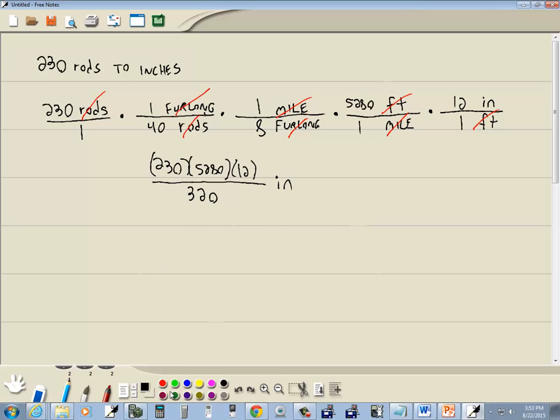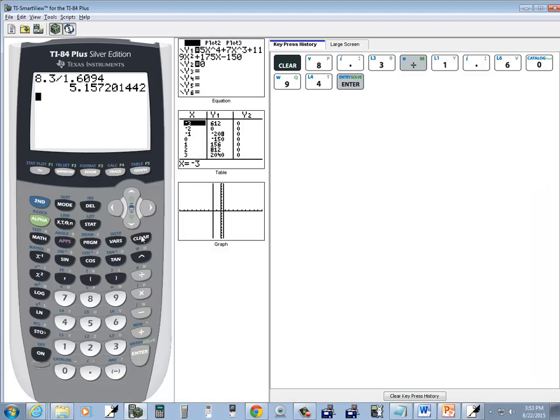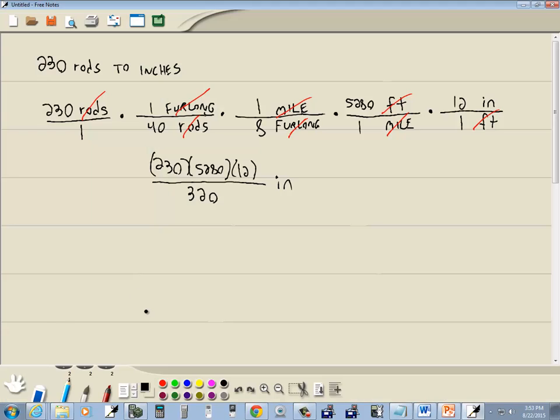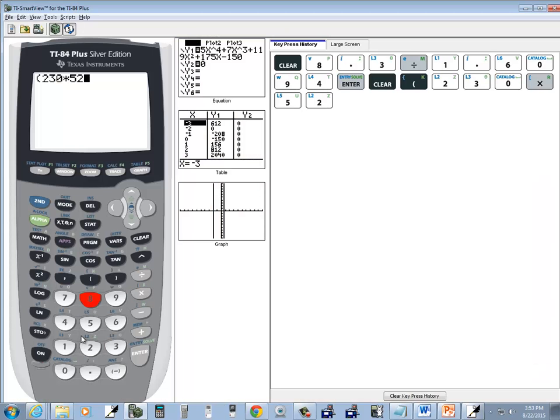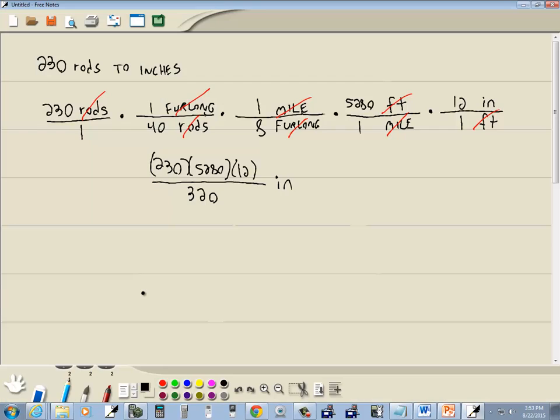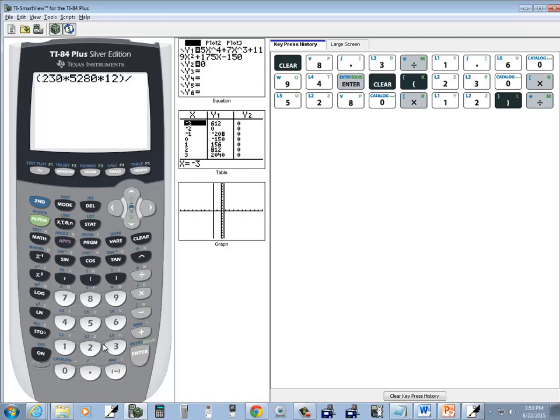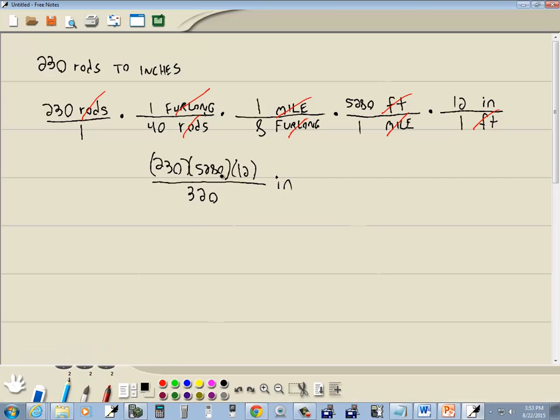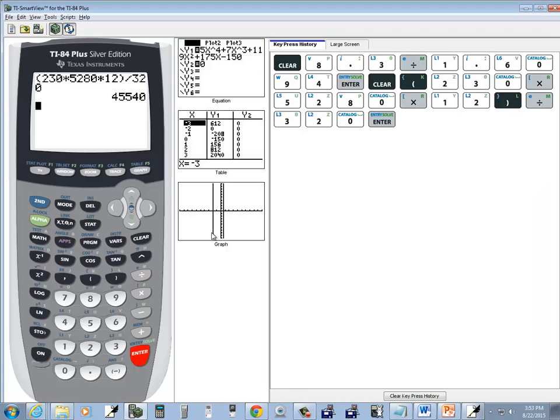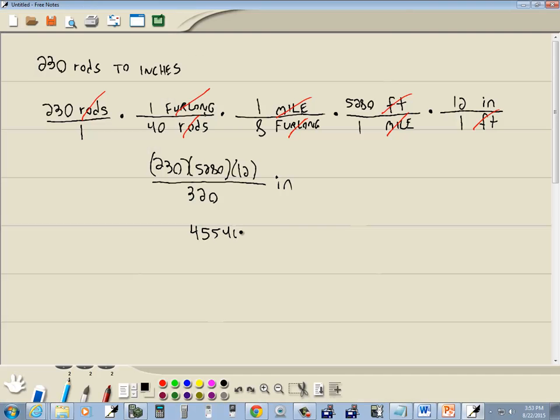So let's put this in the calculator. I'll put parentheses around the top since I have more than a single number up there. 230 times 5,280 times 12. Closing parentheses, divided by 320 down below. And press enter. Boy, that came out nice. 45,540 inches.